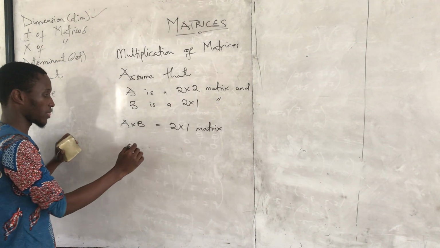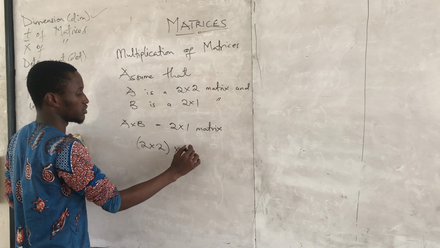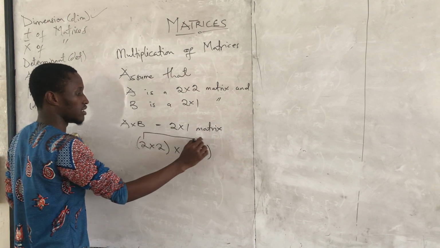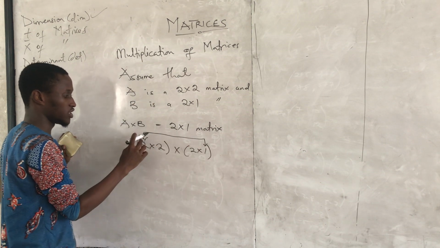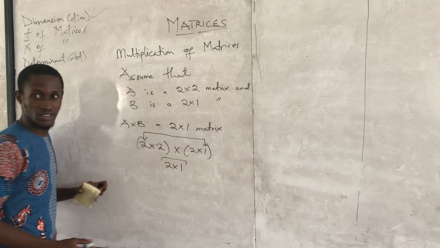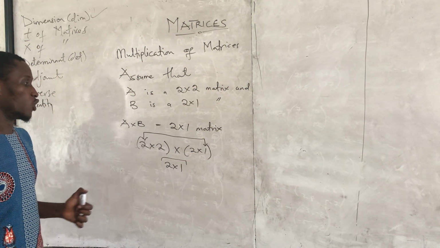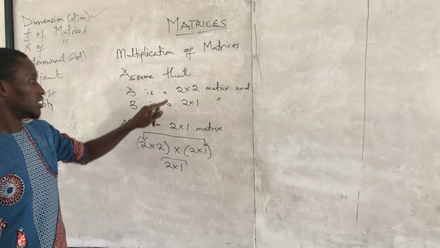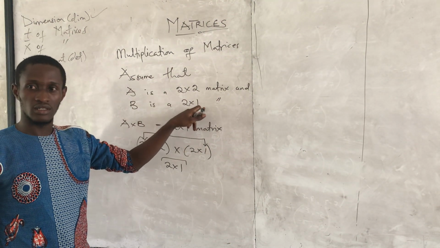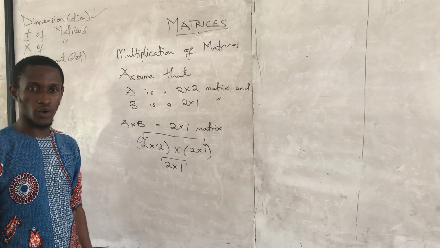The trick is this: 2 by 2 times a 2 by 1. The resulting answer should be this. So this and this will give me a 2 by what? 1 matrix. We'll take an example and then we'll see. So for any dimension of a matrix, the first of the first matrix, then the last of the second matrix, dimension of the matrix, gives you the resulting matrix for the product.